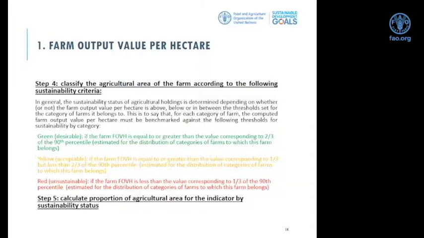So if the farm output value per hectare is greater than two-third, we highlight it as green. If the farm output value per hectare is between one-third and two-third of the 90th percentile value, then we highlight it as yellow. And if the farm output value is less than one-third of the 90th percentile, then we classify it as red.